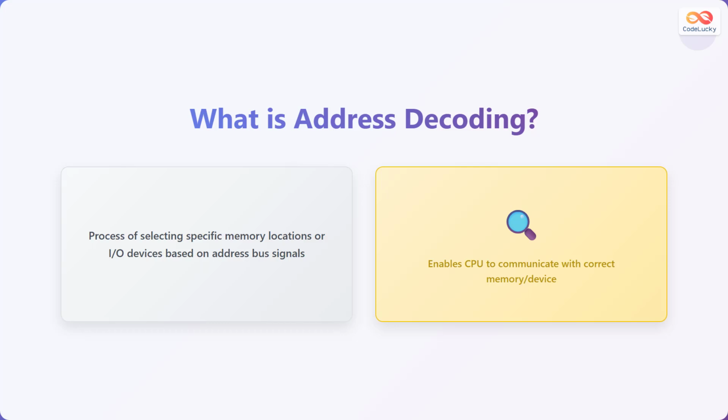So, what exactly is address decoding? It's the process of selecting specific memory locations or input-output devices based on the signals present on the address bus. This enables the central processing unit, or CPU, to communicate with the correct memory location or device. Think of it as a way for the CPU to send a message to a specific recipient within a large network.